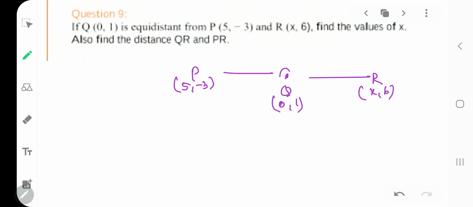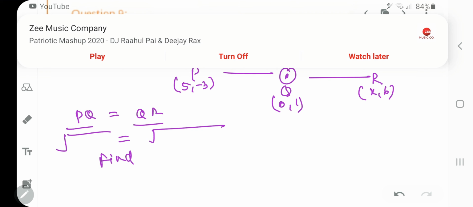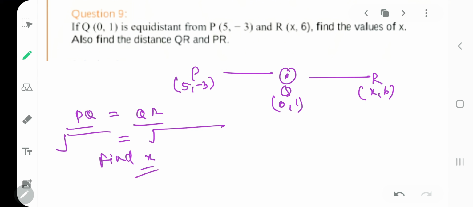Q is equidistant, that means PQ is equal to QR. That will be your equation. You have to put in the formula and find the value of x. That will be easy, my dear kids.